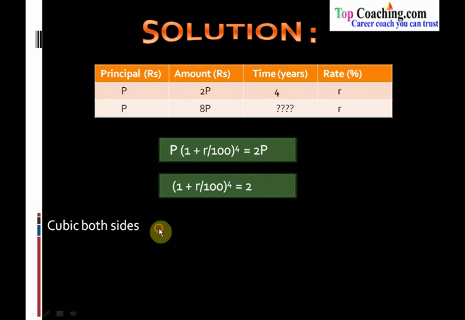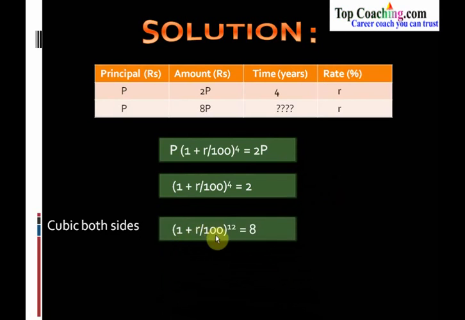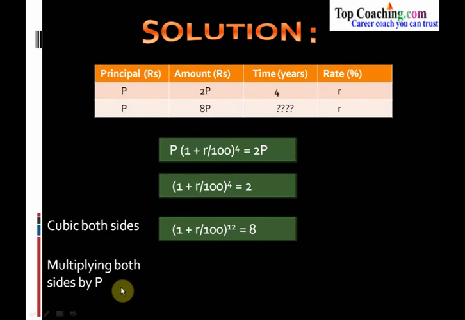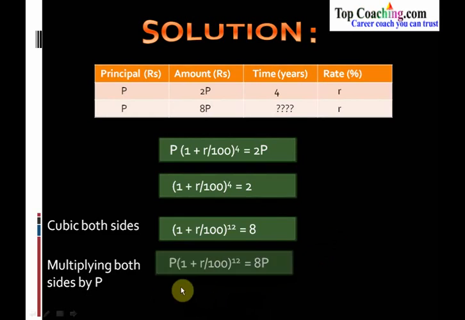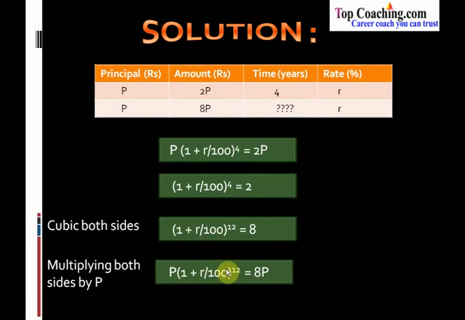Now, cubing both sides, what do we get? (1 + R/100)^12 is equal to 8. Multiplying both sides by P, what do we get? We get P(1 + R/100)^12 equal to 8P.